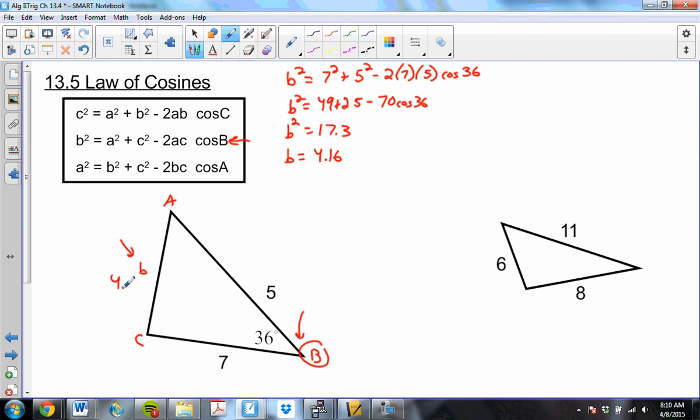This is length 4.16. You'll note that from here, I now have an angle side pair. From here on, I could do the law of sines. You only ever have to do the law of cosines once, because once you do the law of cosines, you'll get your angle side pair, and everything else can be done with law of sines.